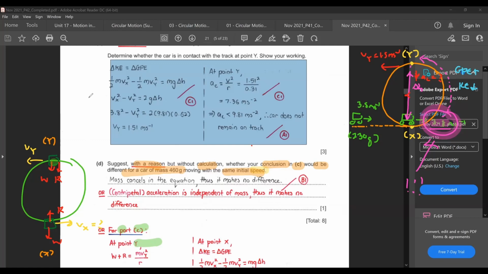So right now, they tell you, what if I change the mass to 460 grams now?